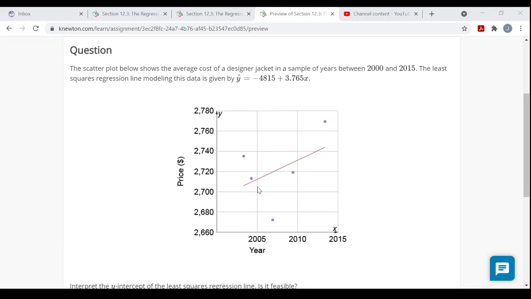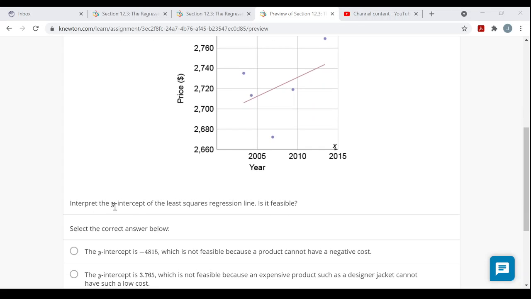And here is a picture, it looks like 5 data points, where you have the year on the horizontal axis, and then the prices, the average cost in each of these years. Just 5 of these random years from 2000 to 2015, where the y coordinate is the average price for a designer jacket in that year. And then they have a little piece of the best fitting line drawn in here, the least squares regression line. Interpret the y-intercept of the least squares regression line. Is it feasible?